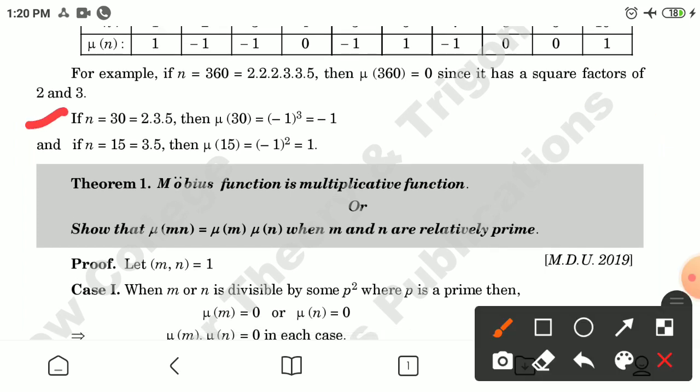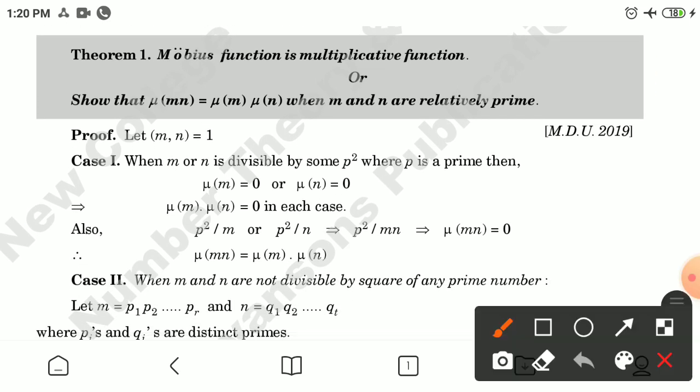Now if n is equal to 30, then its prime factors are 2 into 3 into 5, then the Mobius function of 30 is equal to (-1) raised to power 3, value is -1. Second, if n is equal to 15, that is 3 into 5, then the Mobius function of 15 has value (-1) raised to power 2, value is 1.